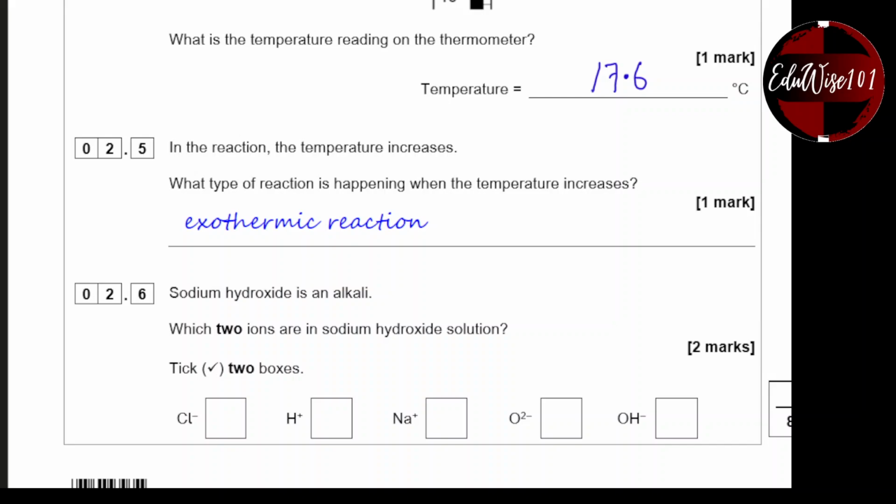Question number 2.6. Sodium hydroxide is an alkali. Which two ions are in sodium hydroxide solution? So, the sodium ion, right? Sodium has the symbol Na, which you will find in the periodic table. The hydroxide is, the hydro is from the hydrogen and the oxide is from the oxygen. So, we don't write it as HO, we write it as OH. So, we have Na plus, there's only one Na, and then there's only one OH. So, each of them carries a mark.